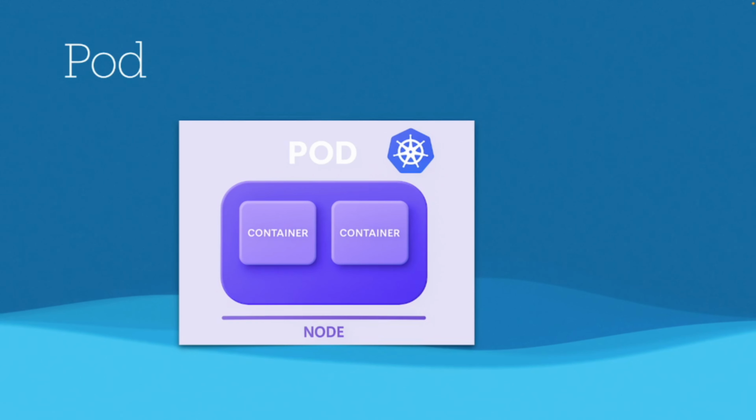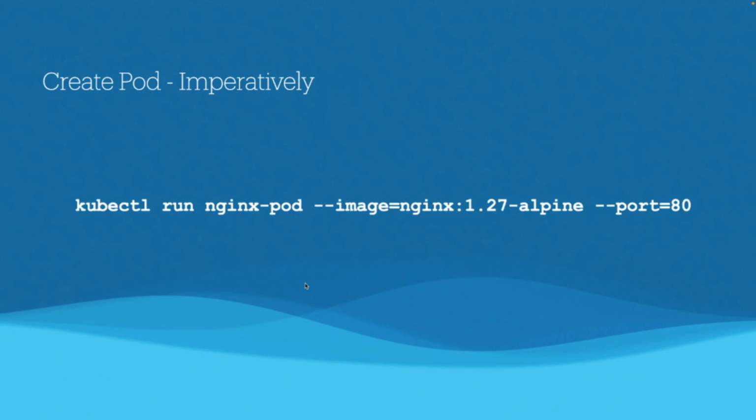We can create a pod imperatively and also in a declarative way. I'll show you the imperative command first. Using kubectl, we can run this command: kubectl run nginx-pod --image=nginx:1.27. By running this command, it will create a pod with the name nginx-pod, which will have an image of Nginx and run on port 80.